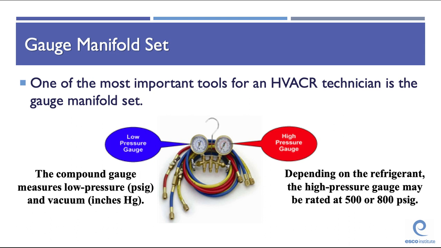The compound gauge measures low pressure in pounds per square inch gauge, PSIG, and vacuum in inches of mercury. The high side pressure gauge measures high side discharge pressure. Depending on refrigerant, the high side pressure gauge may be rated at 500 to 800 psi. The manifold is also equipped with a center port, usually a yellow hose, that can be connected to the recovery device, evacuation vacuum pump, or charging device.